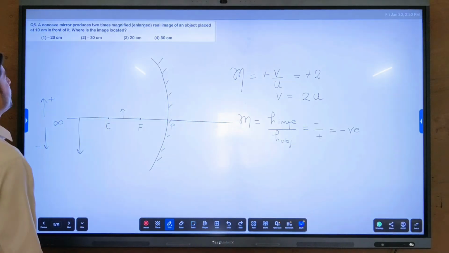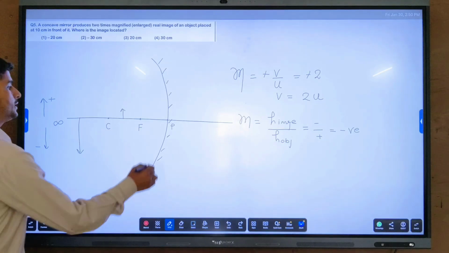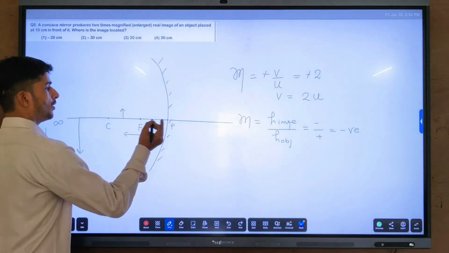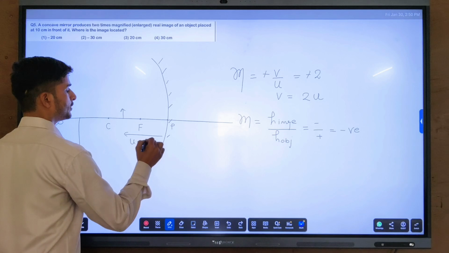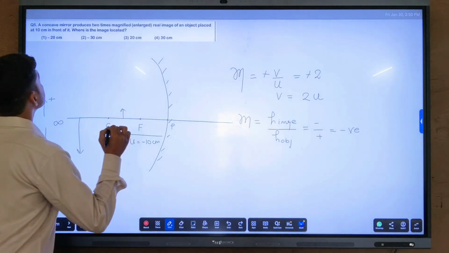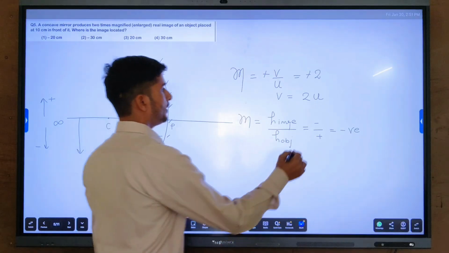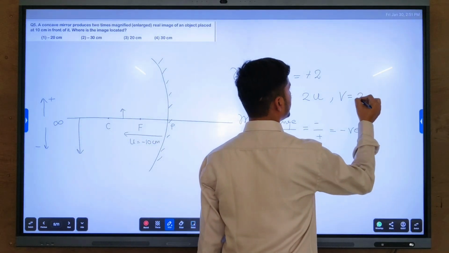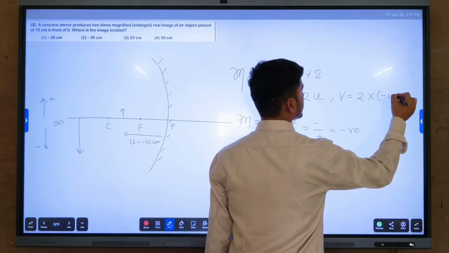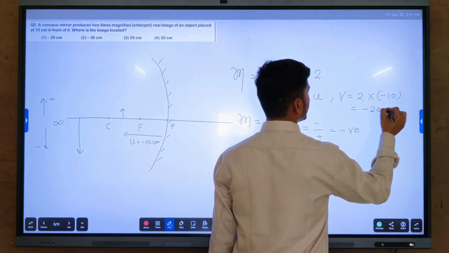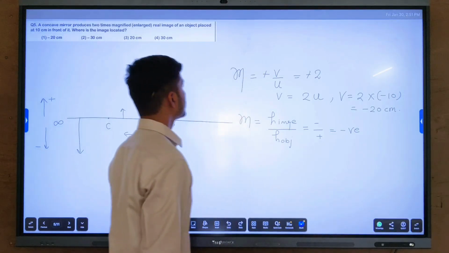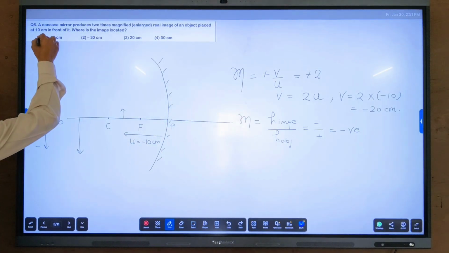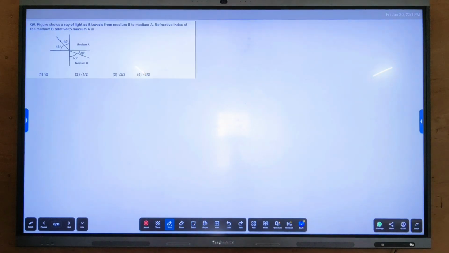And what is the value of U here? The object is placed in front of the concave mirror. Then U will be equal to minus 10 centimeter. So from here we can calculate V equals 2 times minus 10, that will be minus 20 centimeters. So option number 1 will be correct in this case.